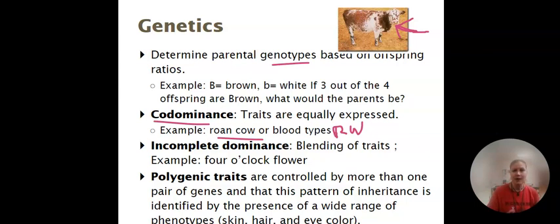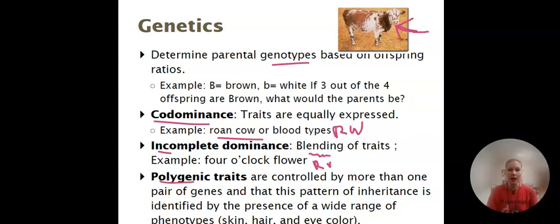Incomplete dominance is when you have a blending of traits. So think about when you blend paint. If you take red and white paint and mix it together, you get pink. So here your heterozygous form, big R, little r, would be pink because it is incomplete. The dominant trait is not completely dominant over the recessive trait.